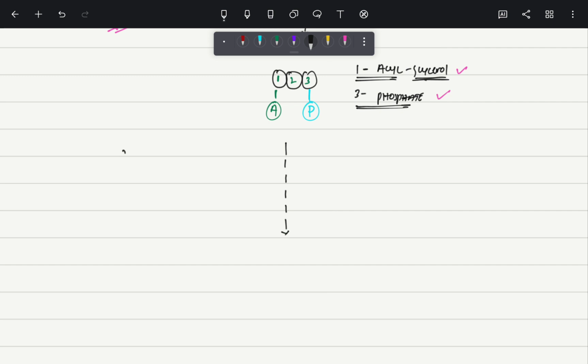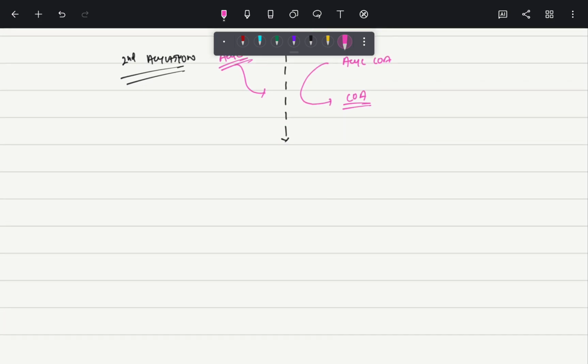Okay, once 1-acylglycerol 3-phosphate is formed, eventually there will be a second acylation, and during this step also there will be conversion of acyl CoA into CoA. Okay, and once again there will be transfer of acyl group to the 1-acylglycerol 3-phosphate. So what will happen here?